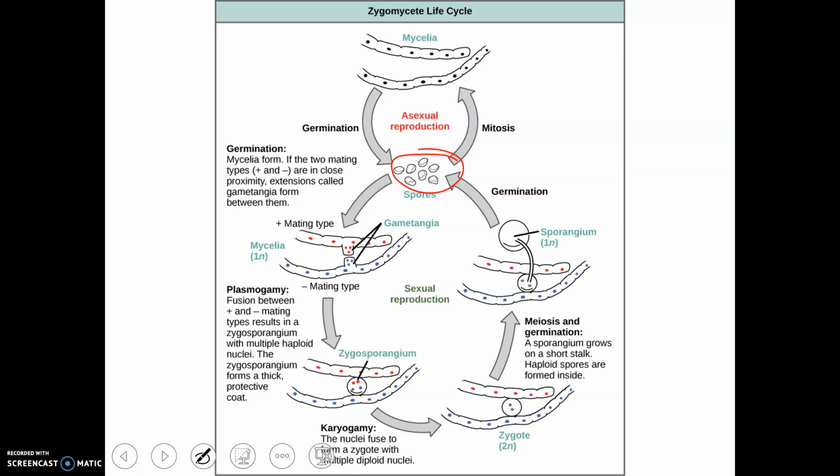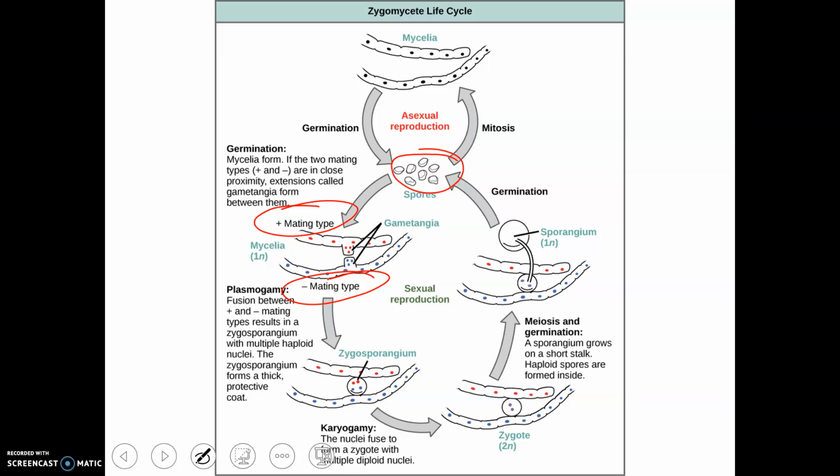So in zygomycota, there are two different mating types. We don't have male and female, but we do have positive and negative mating types. And what happens is that plasmogamy occurs. That's the fusion between the positive and negative mating types. You can see here the positive mating types have red nuclei, and the negative mating types have blue nuclei. And the hyphae are aseptate. They don't have septa.